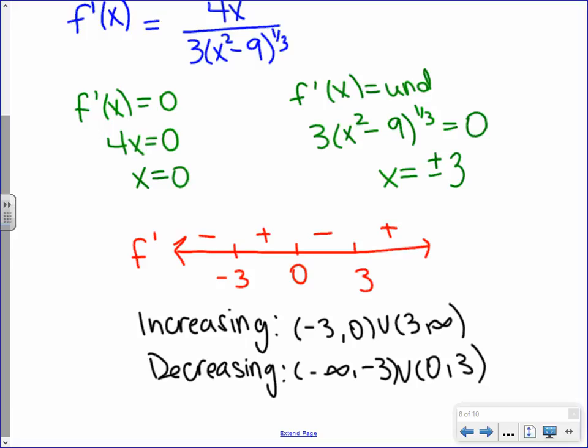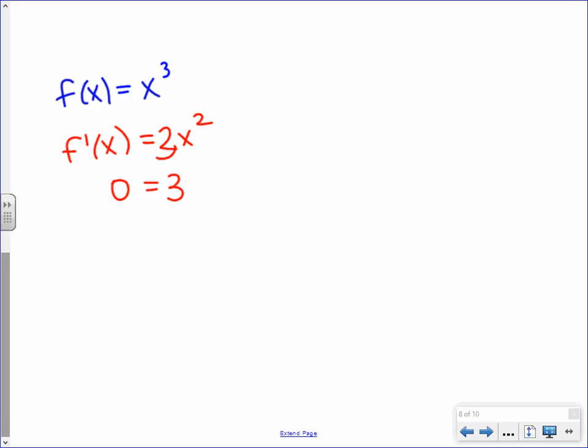Now I want to come back to Abram's question. Let's think of the function x cubed. What's the derivative of x cubed? 3x squared. And where is that derivative 0?